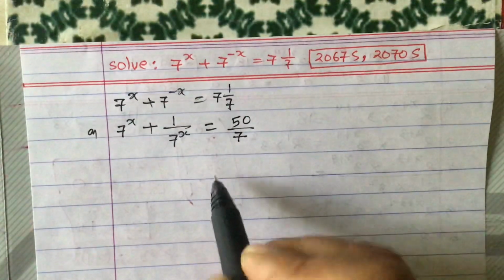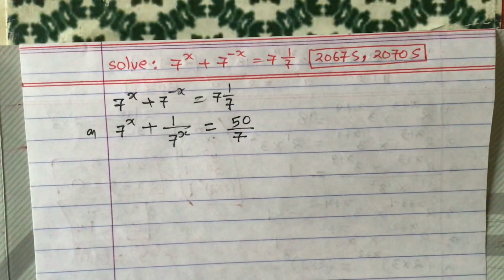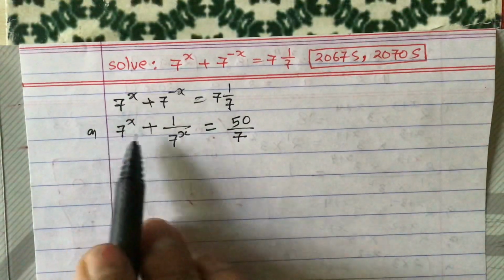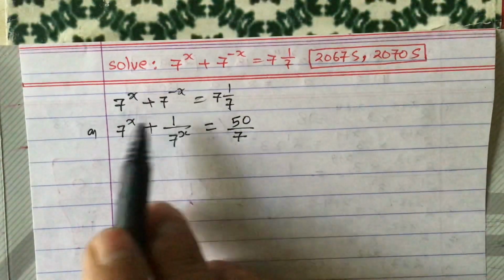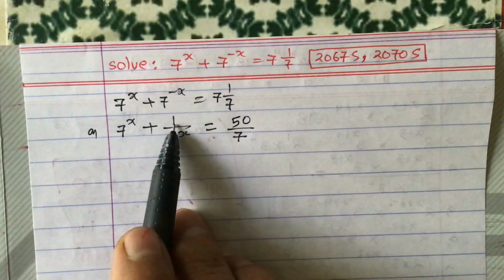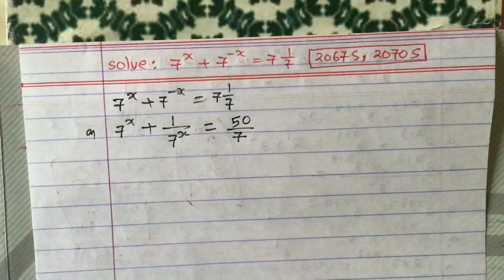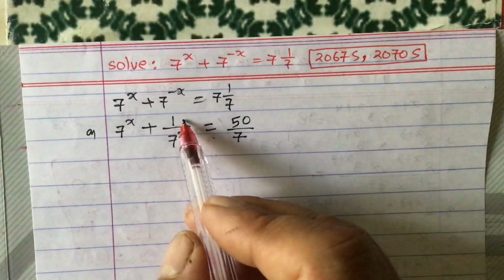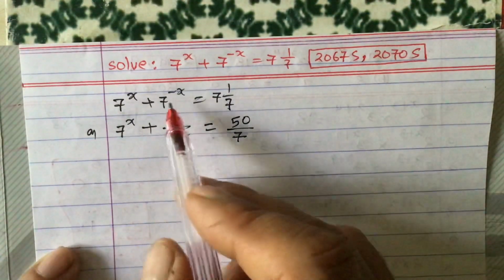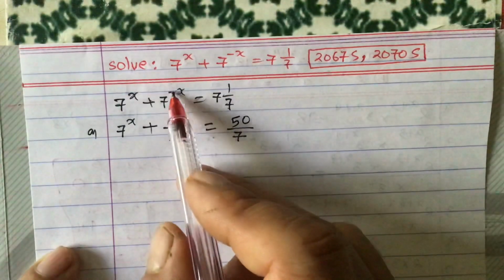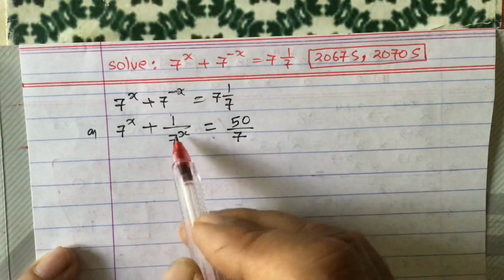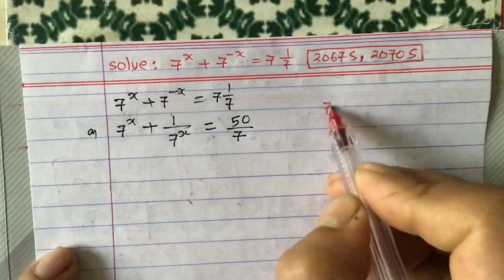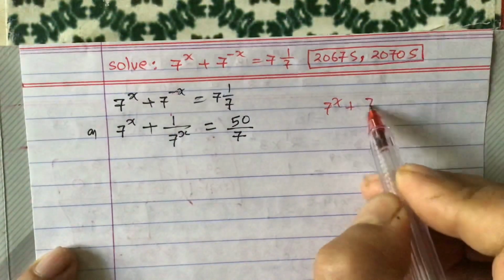Now look here. If you have 7 power x here and 7 power x here, generally we take 7 power x common. But to take it common, the other power also would have to be in the numerator. Here this is minus. If you take it to the numerator, it will be minus. Minus and plus are not the same. We cannot take common.